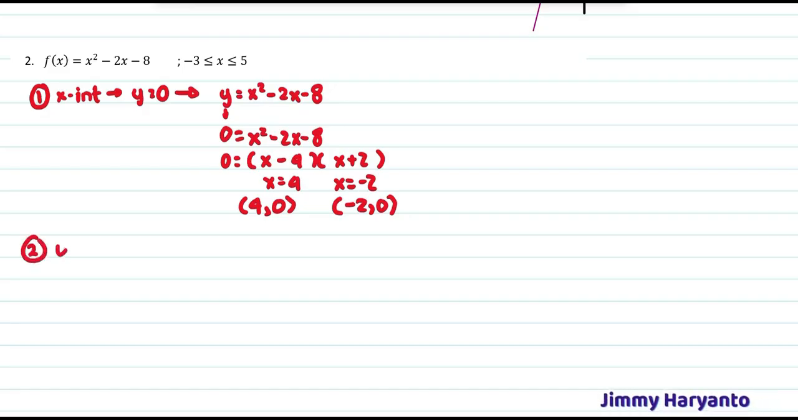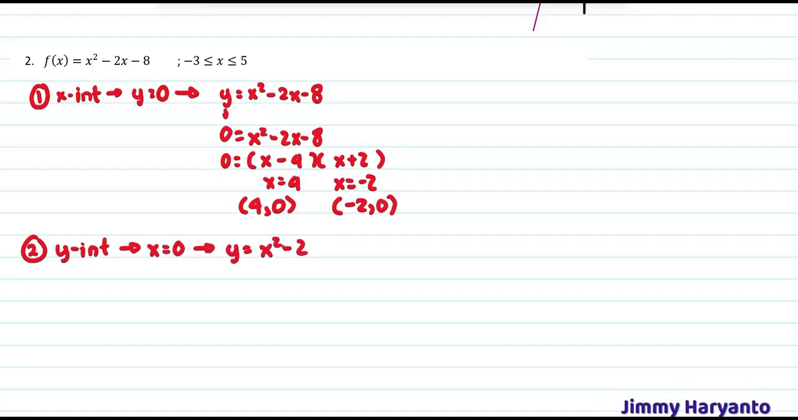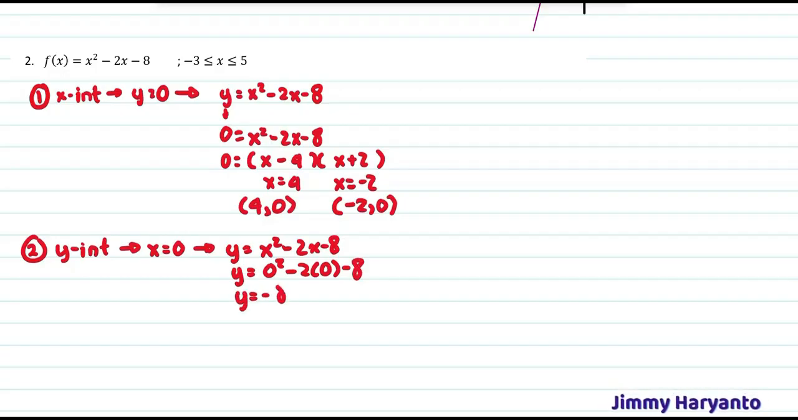Question 2, we have to find the y-intercept. To find the y-intercept, you only have to input x equals 0. That means y equals x squared minus 2x minus 8, so y equals 0 squared minus 2 times 0 minus 8. So y equals negative 8. That means we already have the second point, (0, -8).